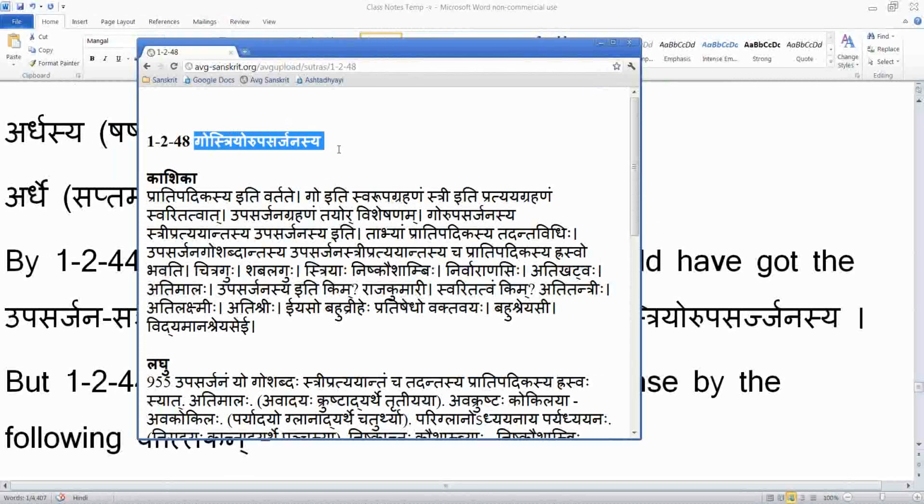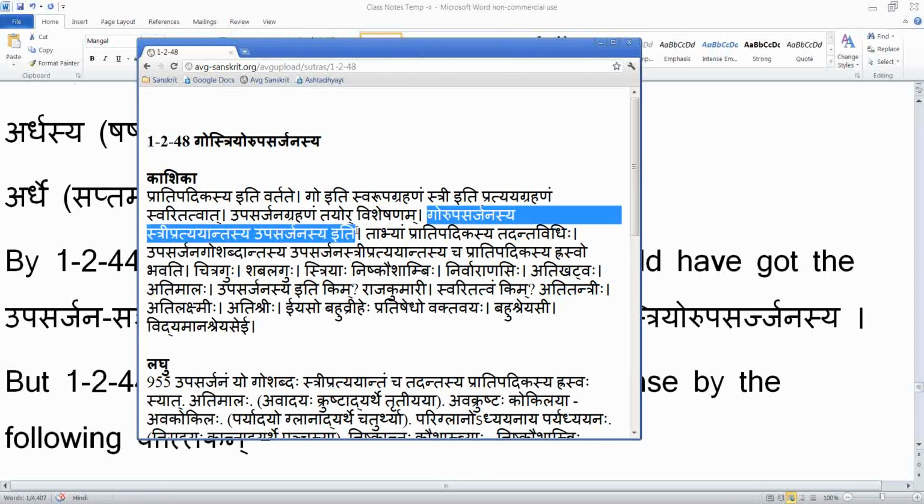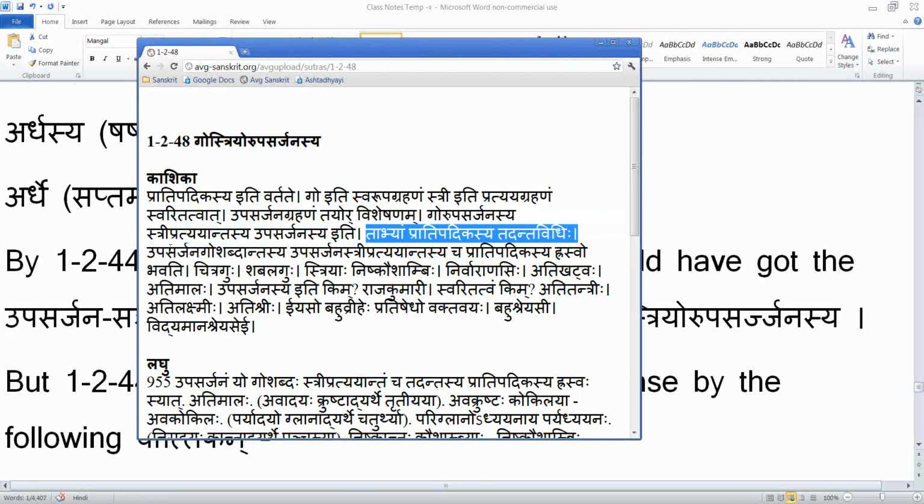Gostriyor upasajanasya. This pradipadikantasya, when something at the end of a pradipadikam is either the go shabda or something which has a stri pratyaya at it, and it has upasajana sanya, then it becomes rasvadesha. So go-stri upasajanasya. Stripratyayantasya upasajanasya iti. So tadanta vidhi: upasajana go shabdantasya. Right now Pippali has got upasajana sanya by 1-2-44. So upasajana go shabdantasya and upasajana stripratyayantasya cha pradipadikasya rasva bhavati. So by this upasajana sanya which Pippali got, you have to make it into rasva adesha, which we don't want.